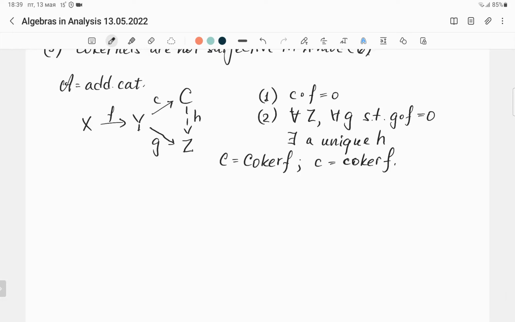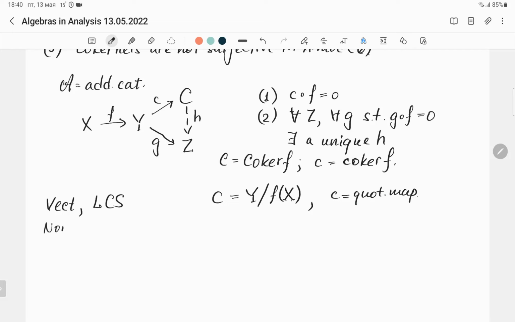And here are concrete examples. If we take the category of vector spaces, then C is just the quotient of Y modulo the set theoretic range of f. And the same is true if we take the category of all, that is not necessarily Hausdorff, locally convex spaces. So this is big C, and little c is just the quotient map. If we take the category of normed spaces, or the category of Banach spaces, or the category of Fréchet spaces, or the category of Hausdorff locally convex spaces, then the situation is different. In this case, the co-kernel C is the quotient of Y modulo the closure of the set theoretic range of f.